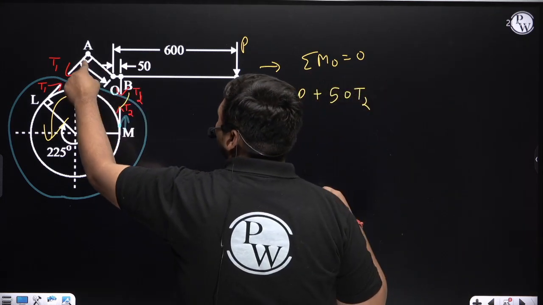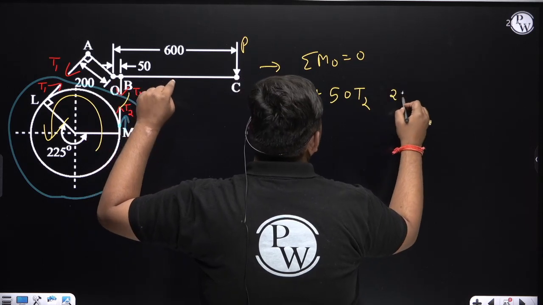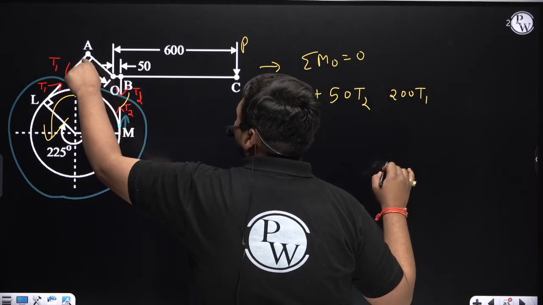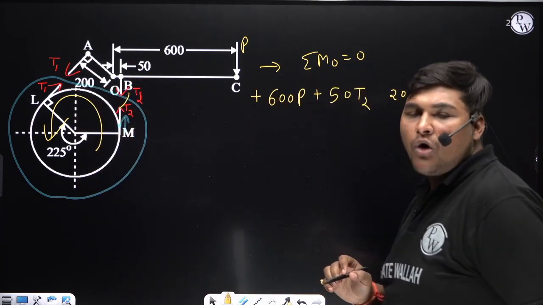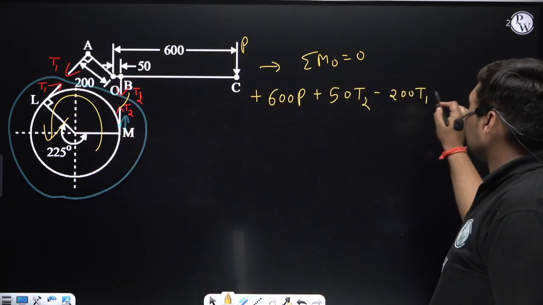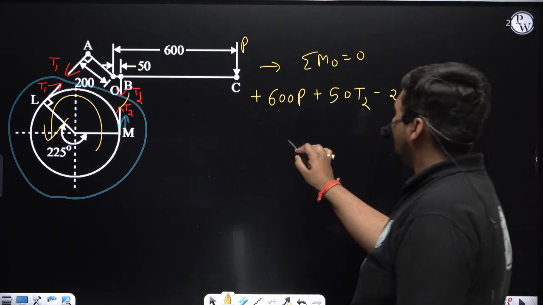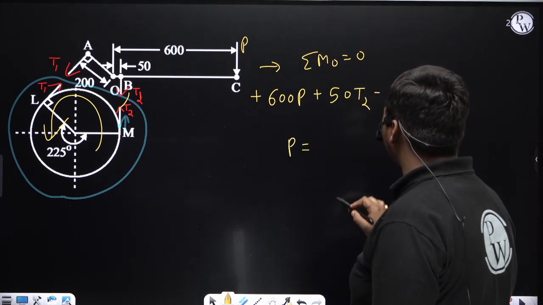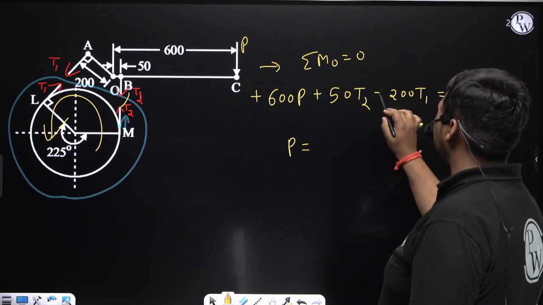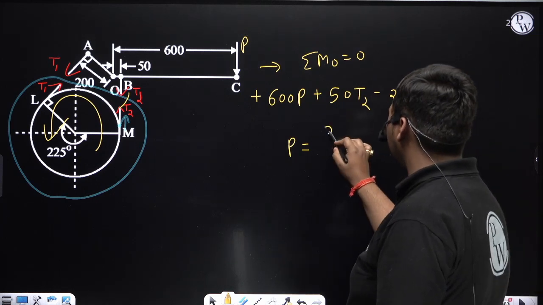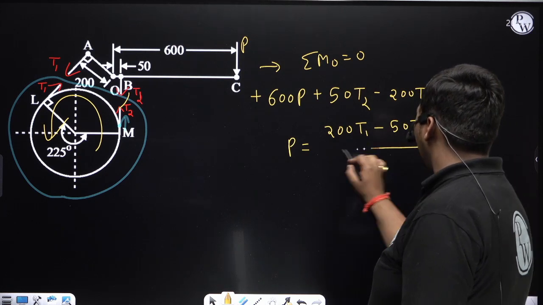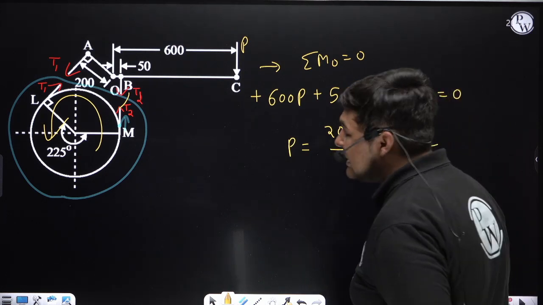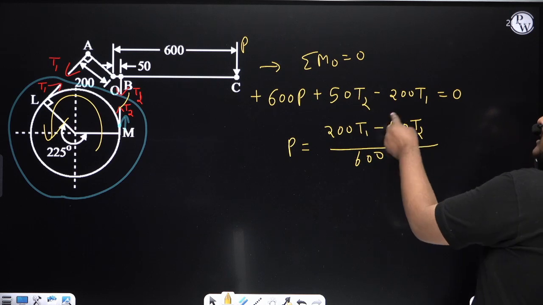Now T1, its perpendicular distance from O is 200, so its moment will be 200 T1. The direction of moment about O will be anti-clockwise. I am taking clockwise plus, means anti-clockwise minus. So it will be minus, that is equal to 0. From this the relation of P will be, this plus will come this side, it becomes minus, this minus will come this side, it will become plus. So P equals 200 T1 minus 50 T2 upon 600. Means this brake is self-energizing due to tension T2.